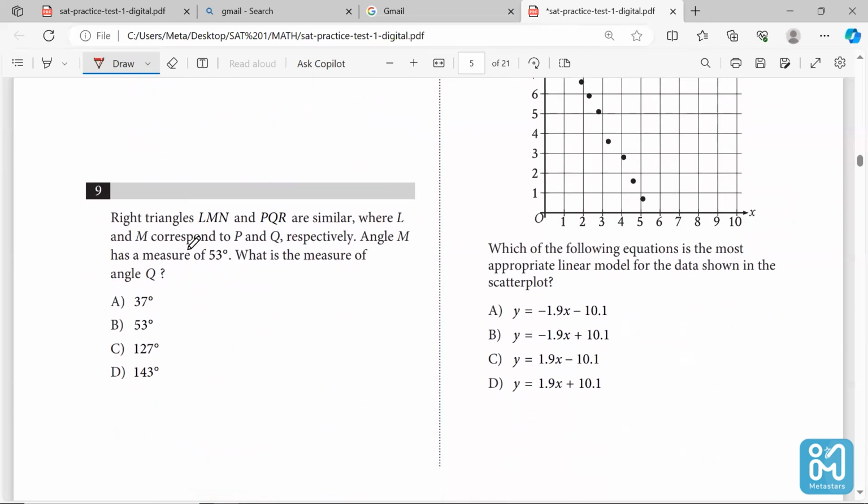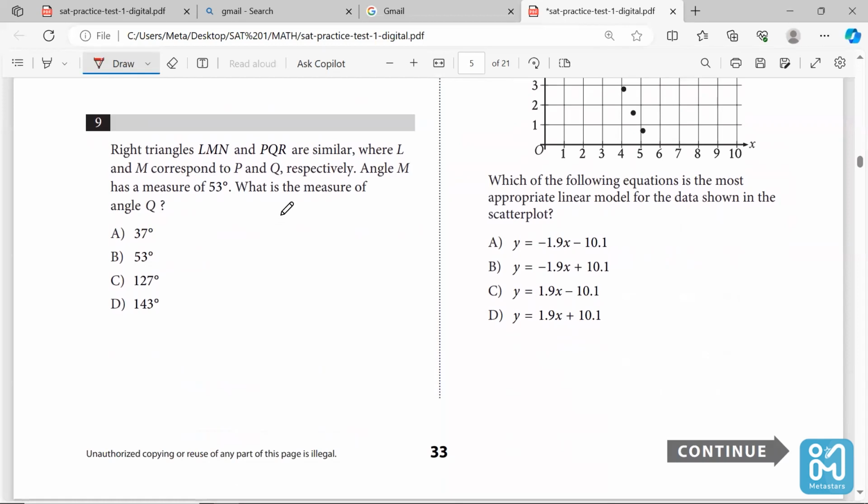Now, question 9. Talking about the right angle triangle, or triangle in general, I have LMN and PQR. Focus. L is similar to P. M is congruent to Q. And N is congruent to R. The triangles are similar. Now, L and M correspond to P and Q, respectively.